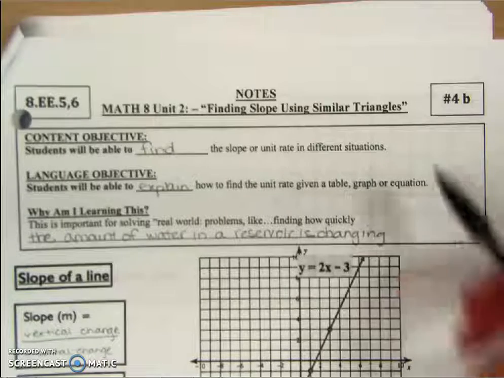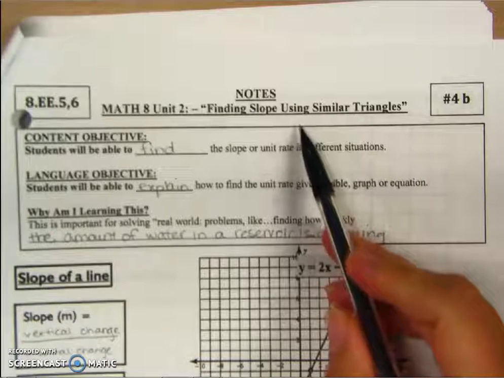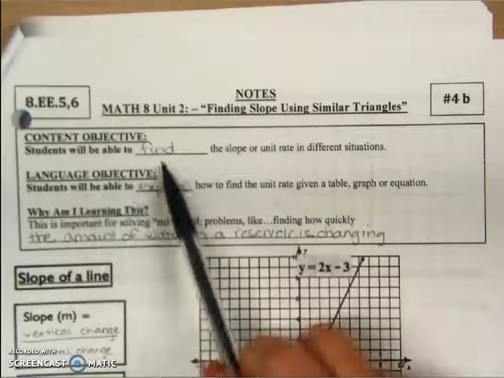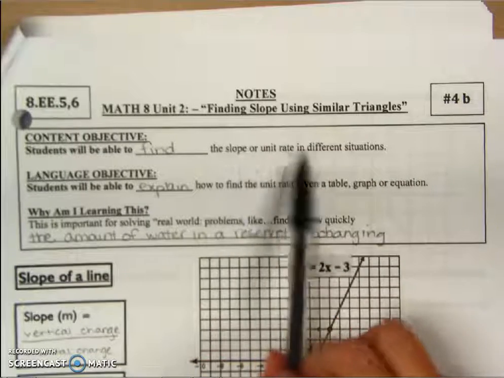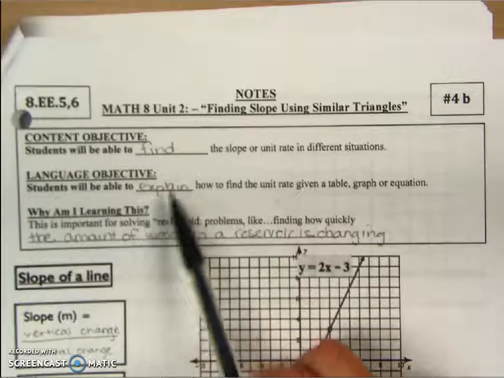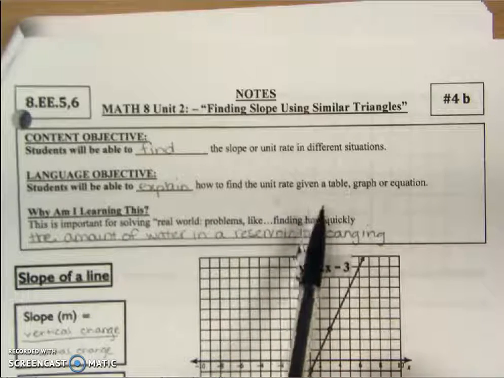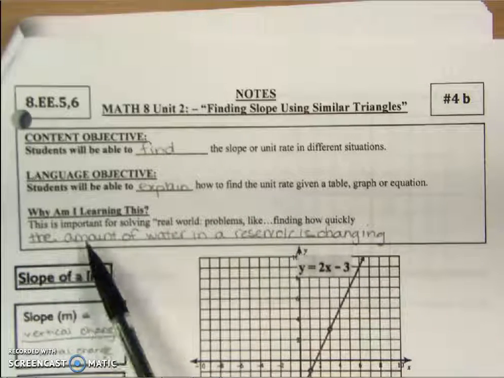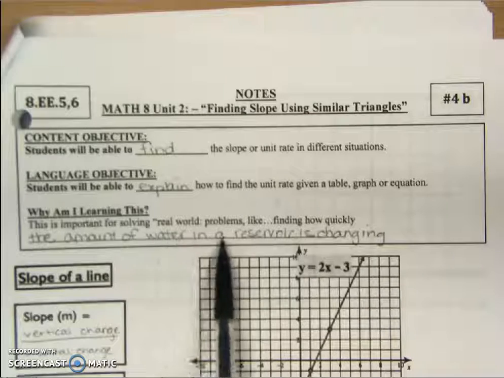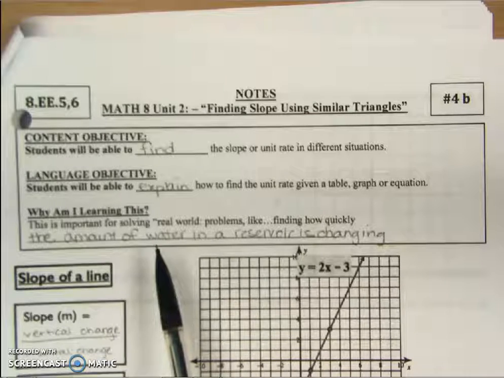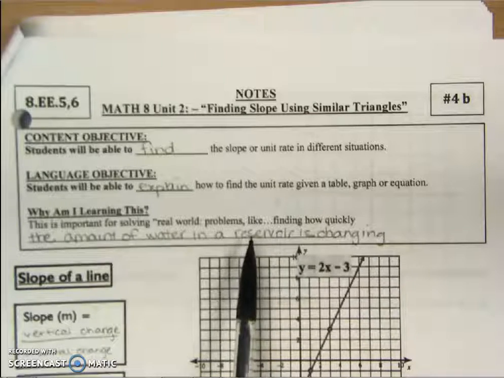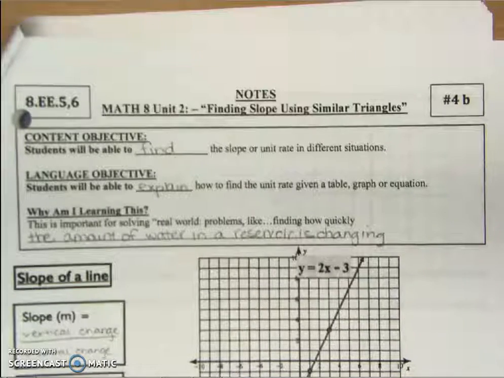Right, so here we are with lesson 4B, finding slope using similar triangles. Students will be able to find the slope or unit rate in different situations. Students will be able to explain how to find the unit rate given a table, graph, or equation. And this is important for solving real-world problems like finding how quickly the amount of water in a reservoir is changing.